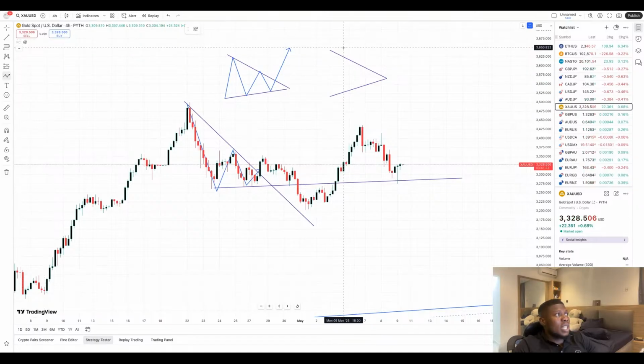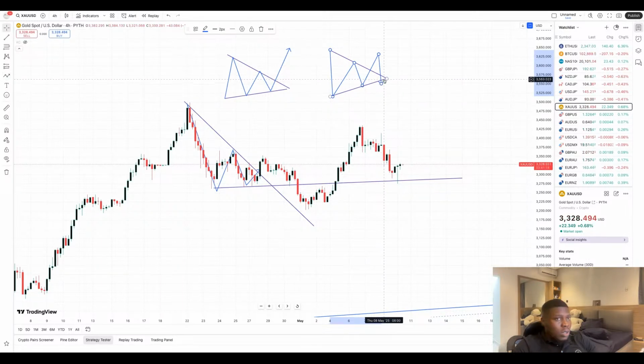So this pattern started from here to this place, to this place. It went outside. So it means that the third leg is actually going to be like a breakout of this support. So this pattern is actually going to break down the support instead of breaking the resistance.